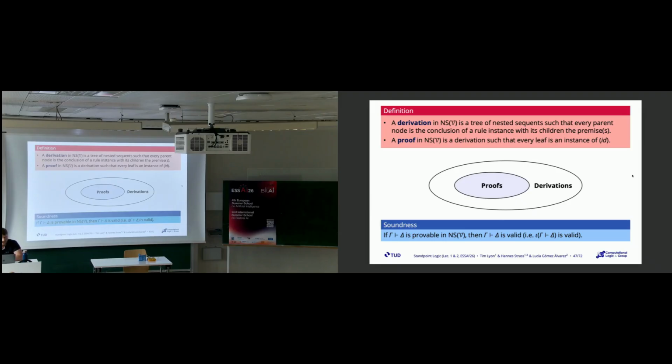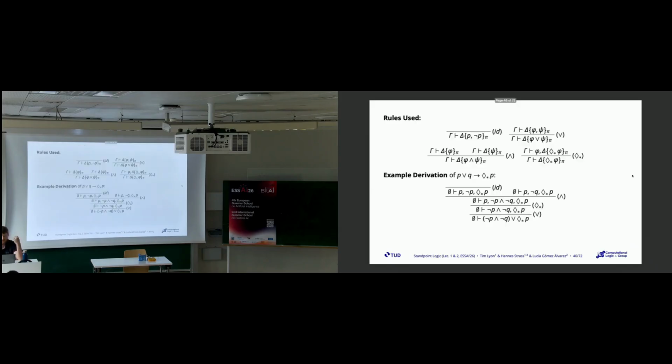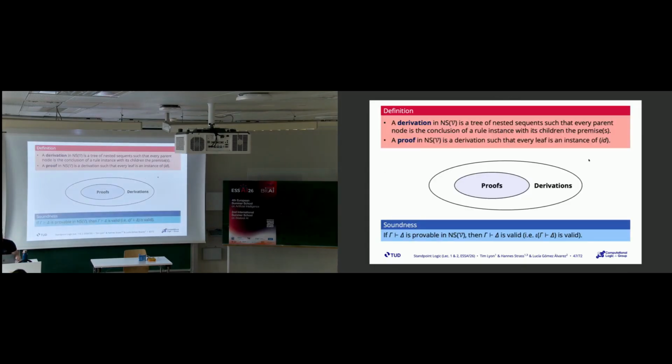Okay, so in our nested sequent calculus, we define a derivation to be a tree of nested sequents such that every parent node is the conclusion of a rule application with its children as the premises. If we look at the previous slide, this gives an example of a derivation. It's a tree-like structure of nested sequents where the edges are thought of as these inference lines. We have sometimes a single child, or we might have leaves, or we might have two children. And essentially, this tree-like structure respects the rules of the calculus.